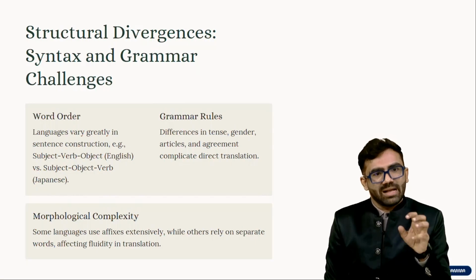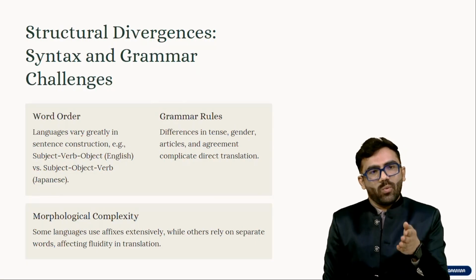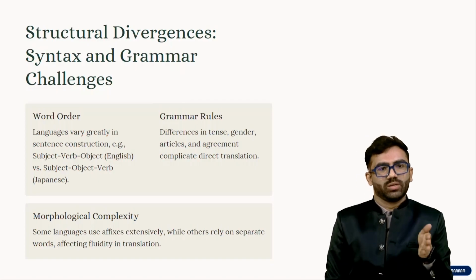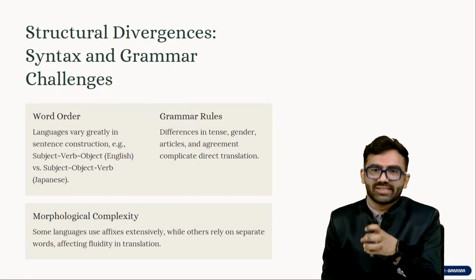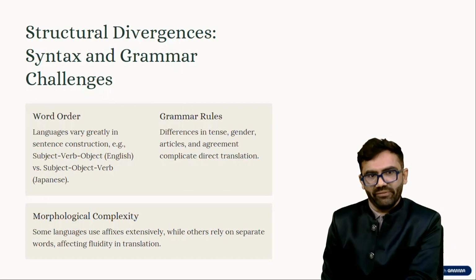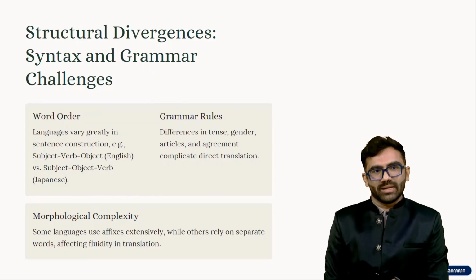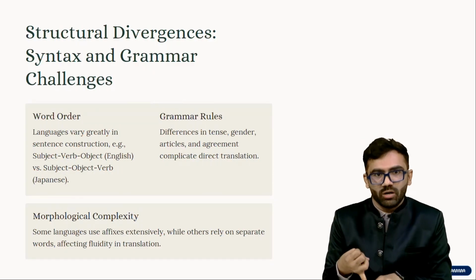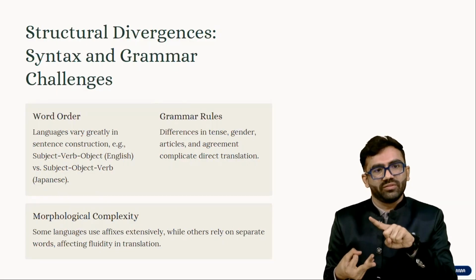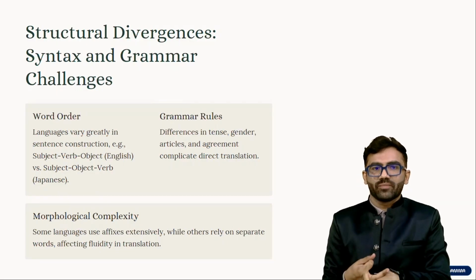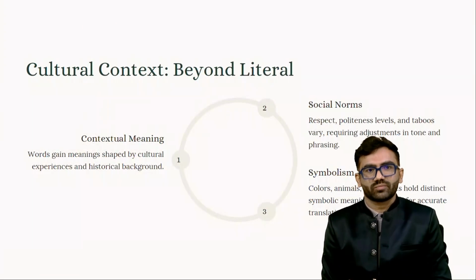For example, some languages use affixes extensively, while others rely on separate words, affecting fluidity in translation. They might not have affixes like other languages have. So, when we talk about linguistic problems of translation, there are challenges of word order, grammar rules, and morphological complexity, that we have to discuss and find the solutions for.